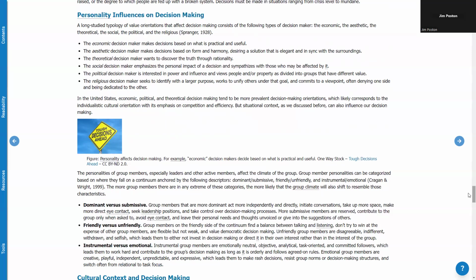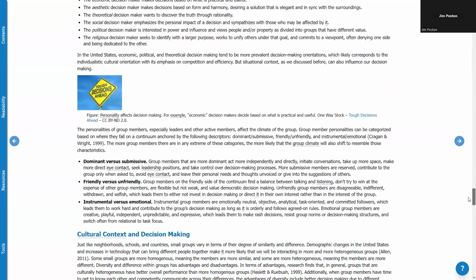The religious decision maker seeks to identify with a larger purpose, works to unify others under that goal, and commits to a viewpoint, often denying one side and being dedicated to the other. In the United States, economic, political, and theoretical decision-making tend to be more prevalent decision-making orientations, which likely corresponds to the individualistic cultural orientation with its emphasis on competition and efficiency.